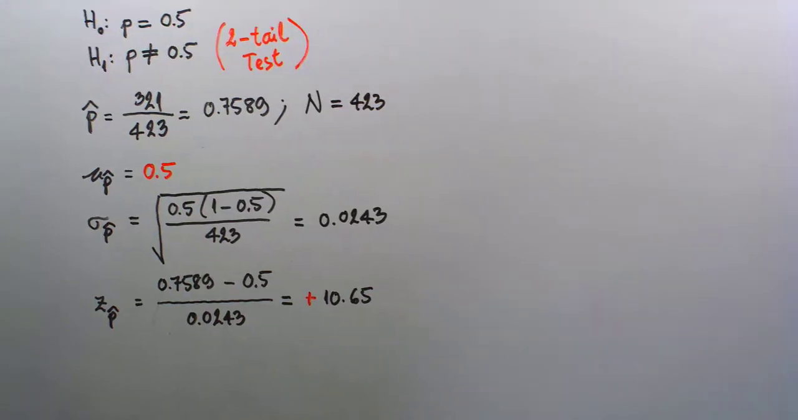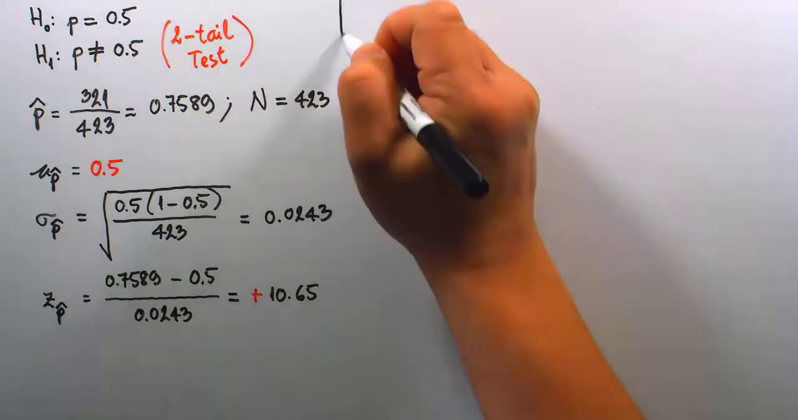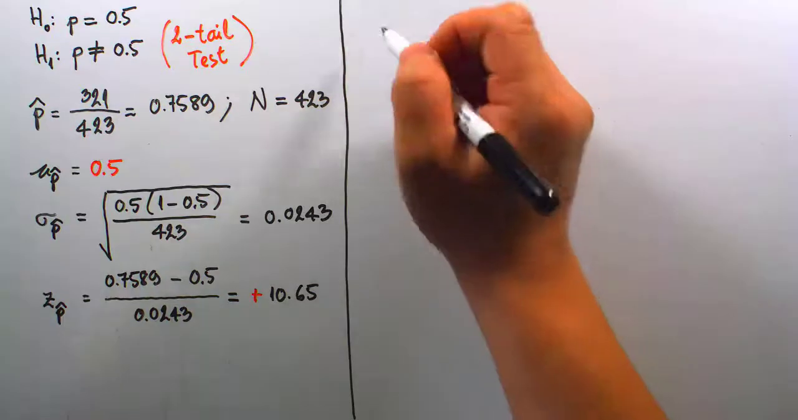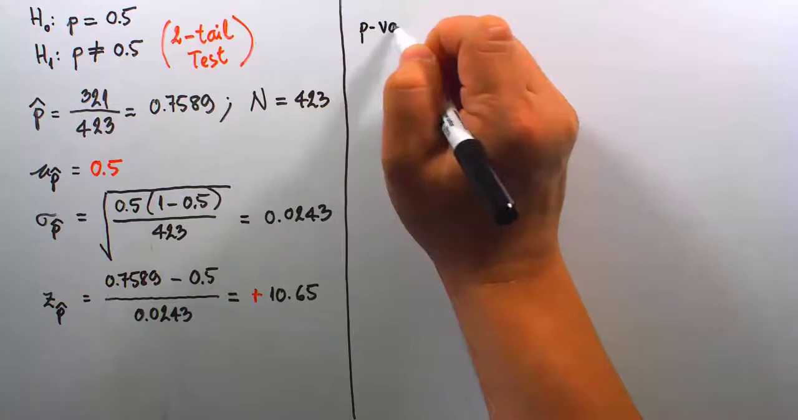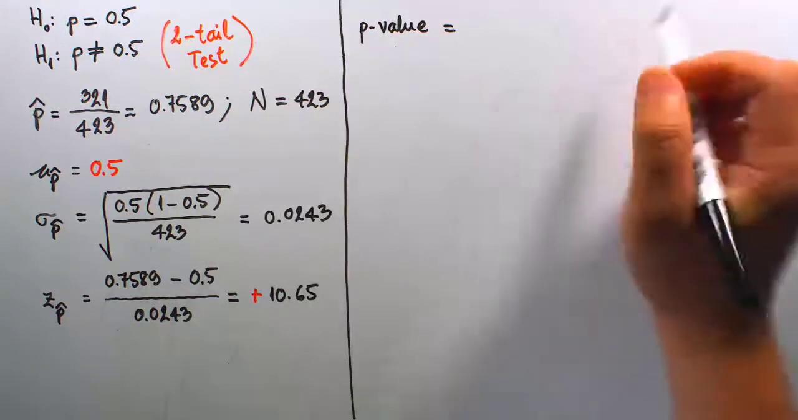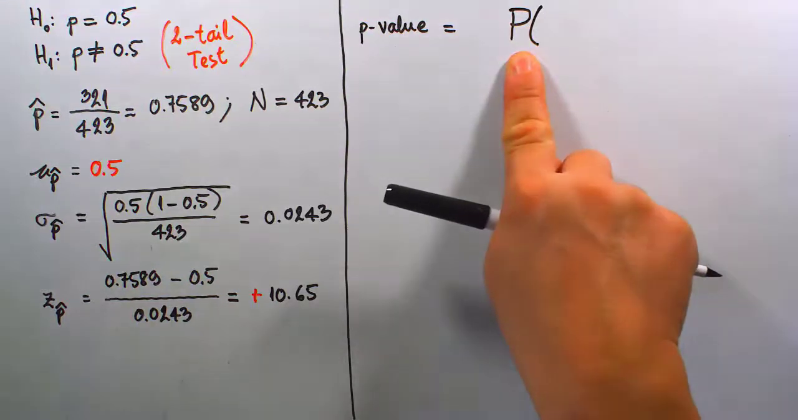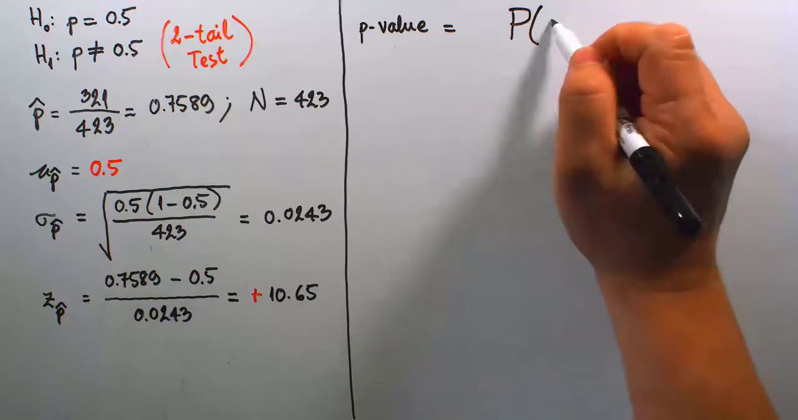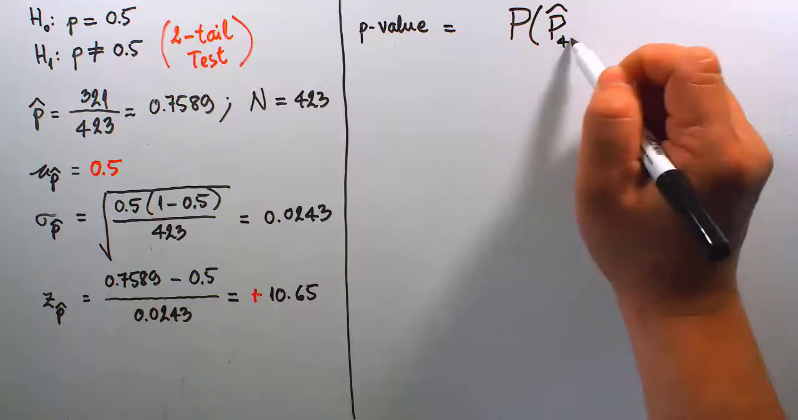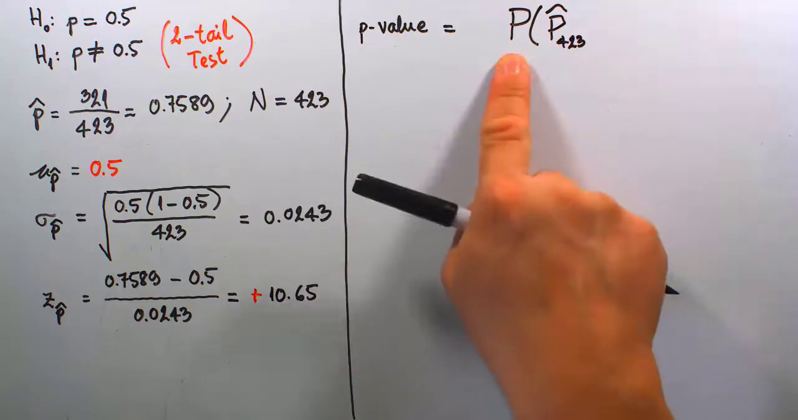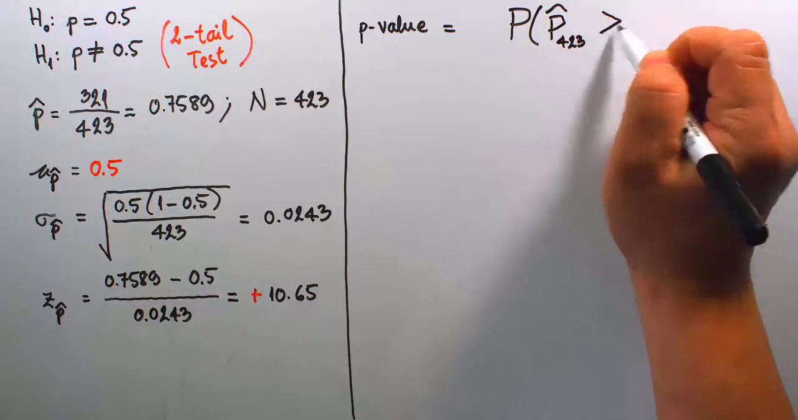But now, in the next step to calculate our p-value, we have a decision making line right here. P-value. In this case, I am going to fire up a probability question. Find the probability that among all sample proportions, random variable capital P hat with a subscript 423, I want to find the probability where our P hat is greater than or equal.